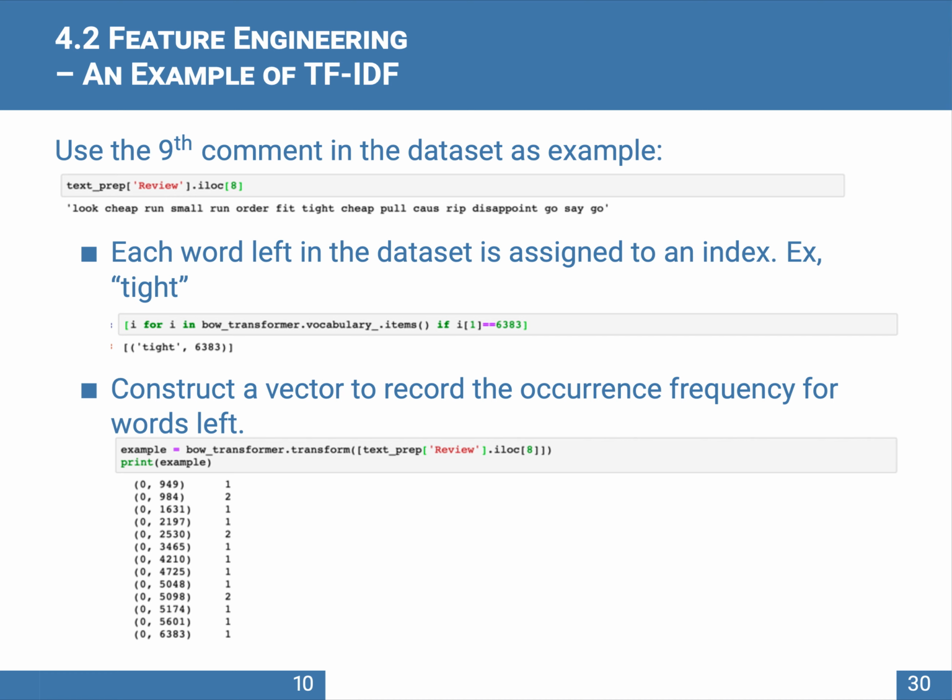As we can see here, after text pre-processing, only adjectives and verbs are left. In the first step, each word in the dataset is assigned an index. For example, the word "that", its index is 6383. And then the second step, we need to construct a vector to record the occurrence frequency for words left.